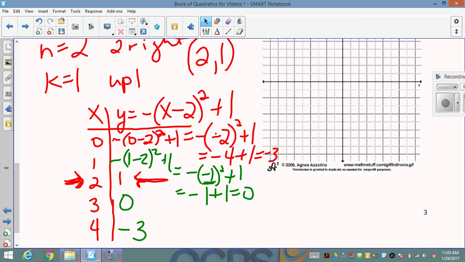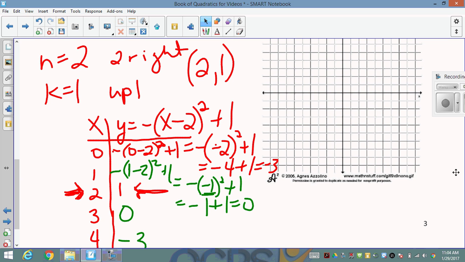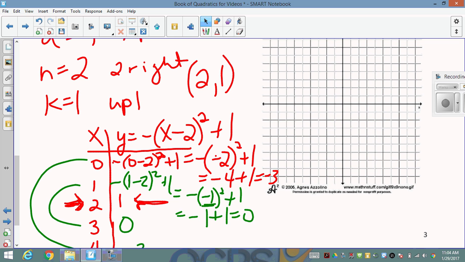And then I'm going to plot my points. So my table of values got a little messy there. Again, remember, around your vertex, the y values will be the same. So 0, negative 3; 1, 0; 2, 1; 3, 0; and 4, negative 3. So it is opening down just like we said, connecting that nice smooth U shape.